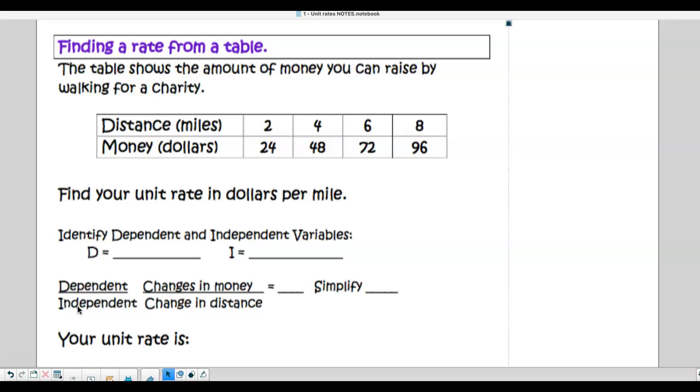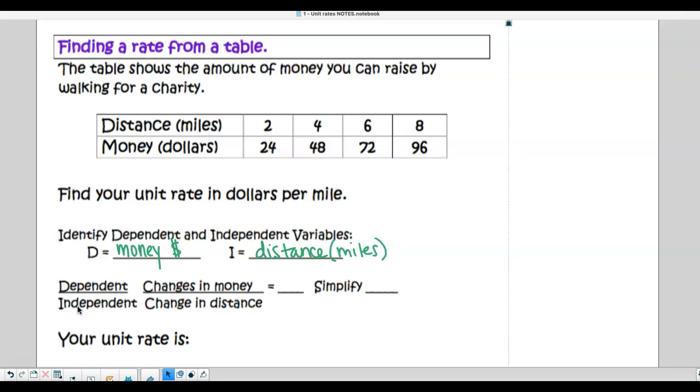Does the dollars depend on the miles or the miles depend on the dollars? What do you think? Lexi? Yeah. How much money you make, right, depends on how far you walk. Would you agree with that? So when we say dependent and independent, the money is dependent on the distance. The distance is independent of the miles.